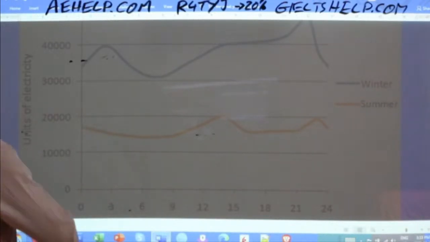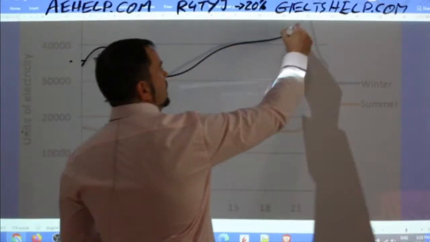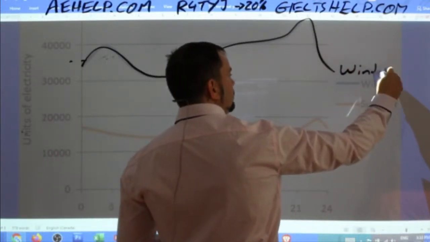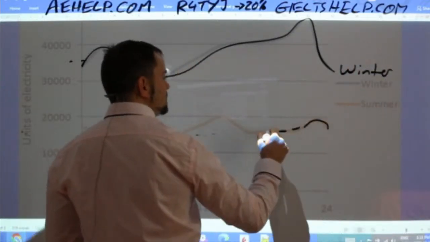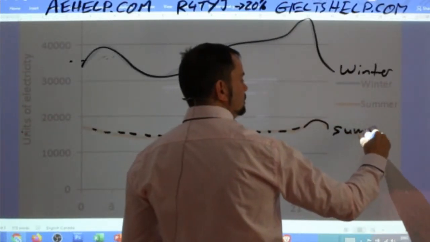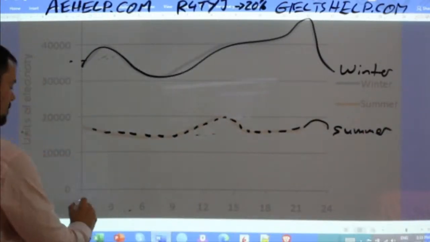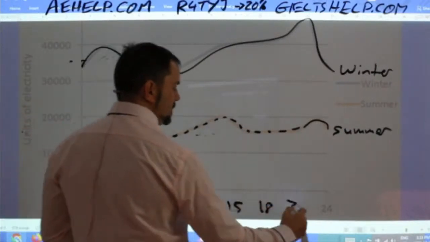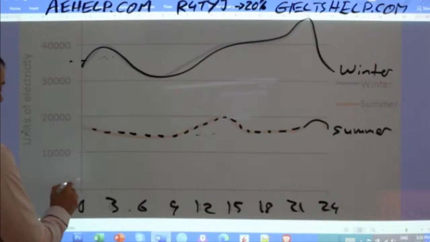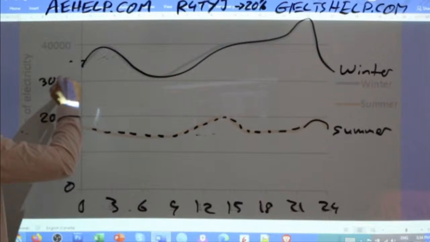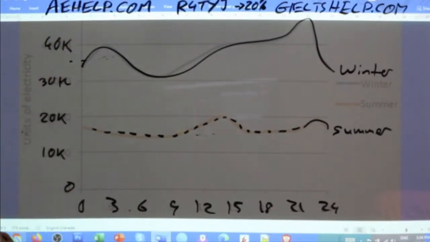While you're telling me that, I'll redraw this. Some of you are saying it's a little bit light, so it's okay. Okay, this is winter. This is summer. Okay. 0 hours, 3 hours, 6 hours, 9 hours, 12 hours, 15 hours, 18 hours, 21 hours, 24 hours. And this is 0, 10,000 units, 20,000 units of electricity, 30,000 units of electricity, 40,000 units of electricity. So what should be my first point here?